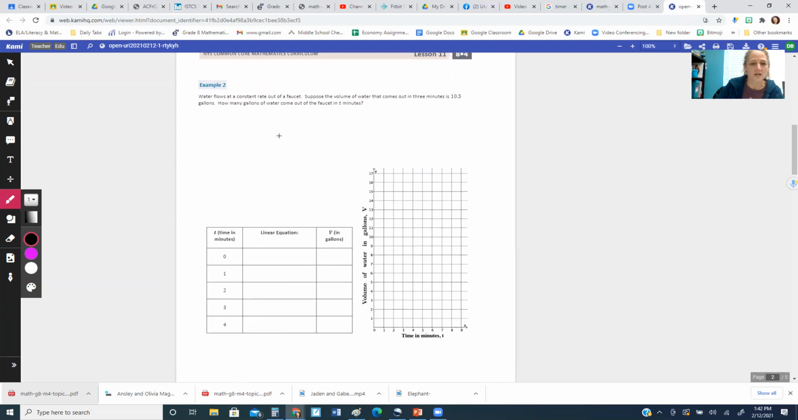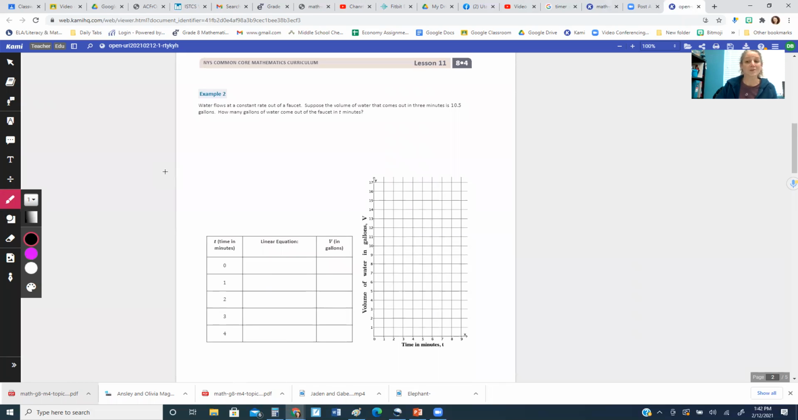Okay, water flows at a constant rate out of a faucet. This is a problem if you don't want it to. Suppose the volume of water that comes out in 3 minutes is 10.5 gallons. That's a really fast faucet. Like, I've had to fill up a 5-gallon bucket to water my cows when our cow waterer freezes over, which happens every winter. I cannot fill up a 5-gallon bucket in 3 minutes. So 3 minutes and 10.5 gallons, that is an impressive faucet.